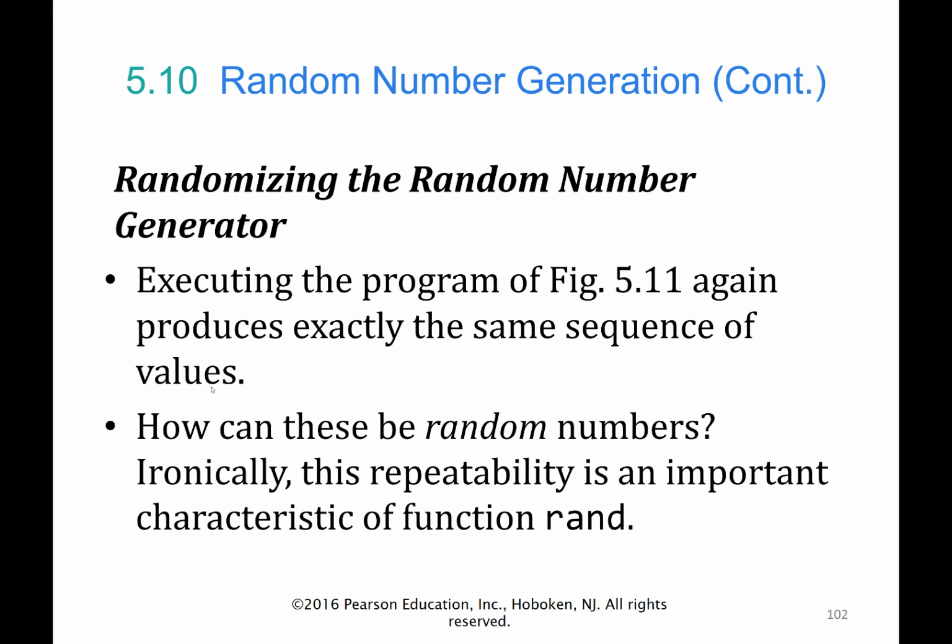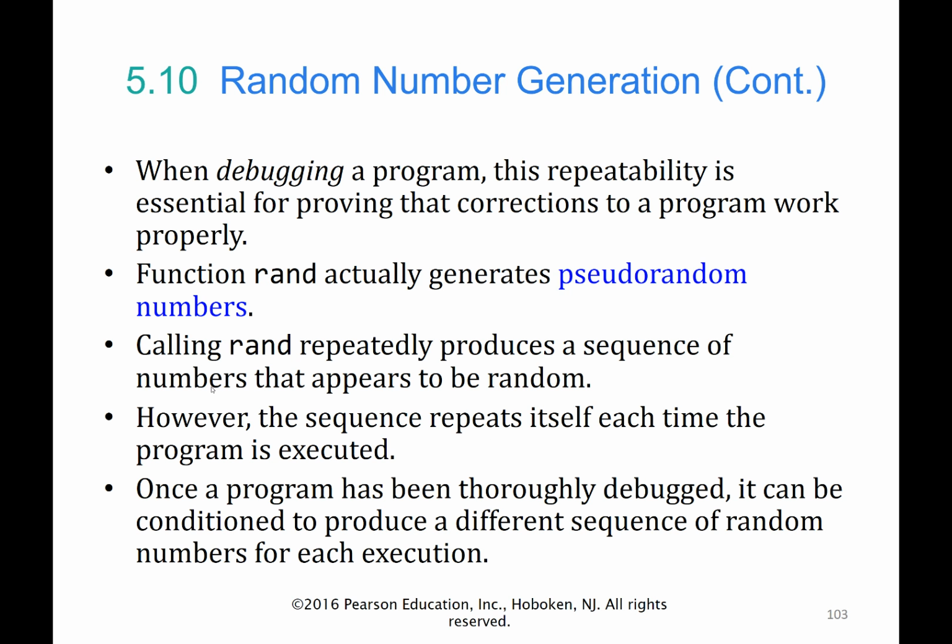So, randomizing. One of the things we want to do is make sure that our random number generator starts off at a random place. Otherwise, we get the exact same sequence each time. The way we do this is we seed our random number generation with a random seed. If you don't seed it, it will give you the same results every time.